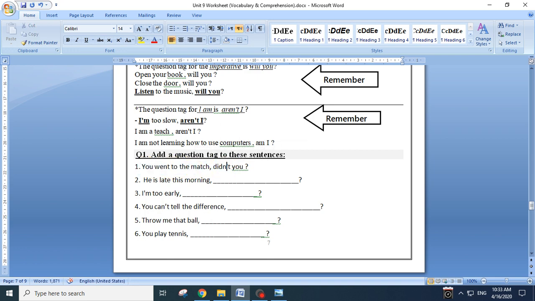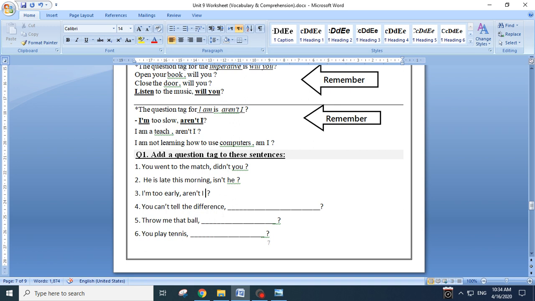Good. He's late this morning. Here we already have is, the auxiliary in the sentence, so we have to use it. Now, because the statement is positive, we have to use a negative tag. So, isn't. The subject pronoun is he, so isn't he. I'm too early. Here I told you about this special case, which is am. So here you have to use aren't I.